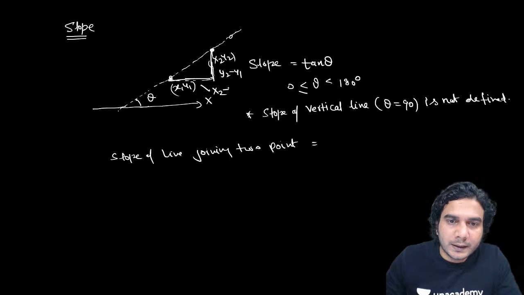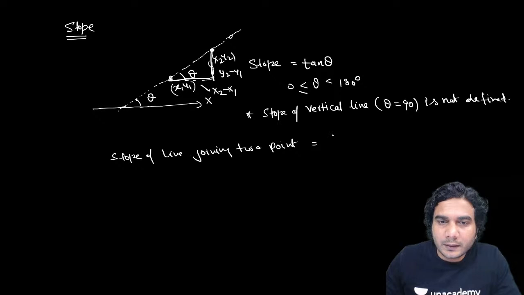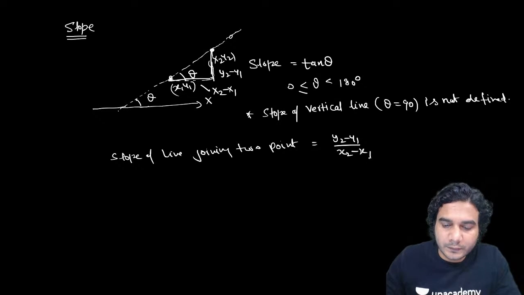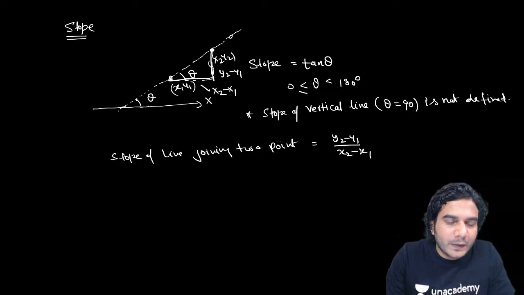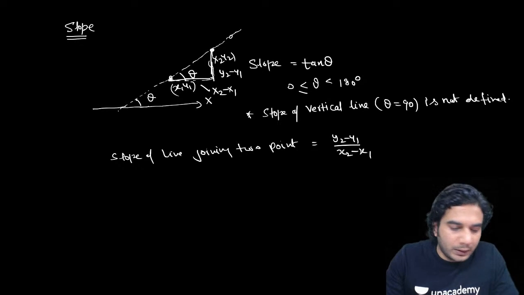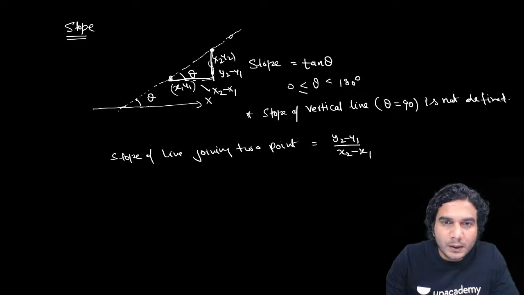difference is x2 minus x1. This angle will be theta, so you can write tan theta is equal to y2 minus y1 perpendicular upon base x2 minus x1, right? Vertical difference upon horizontal difference. So you can write the slope using this formula of line joining 2 points, right? Yeah, simple. And slope of vertical line is not defined. Slope of horizontal line is 0, okay?